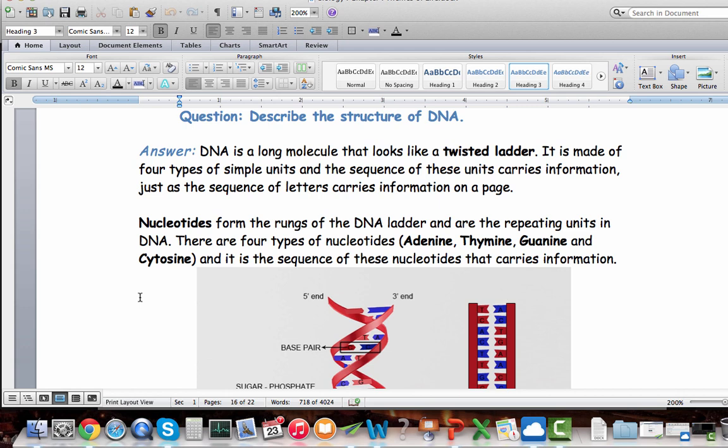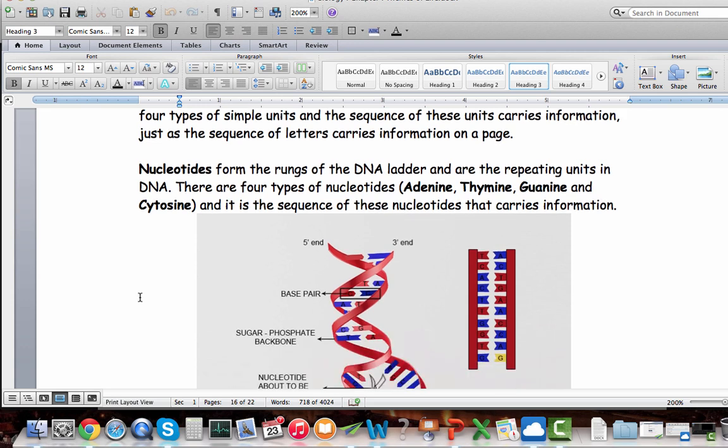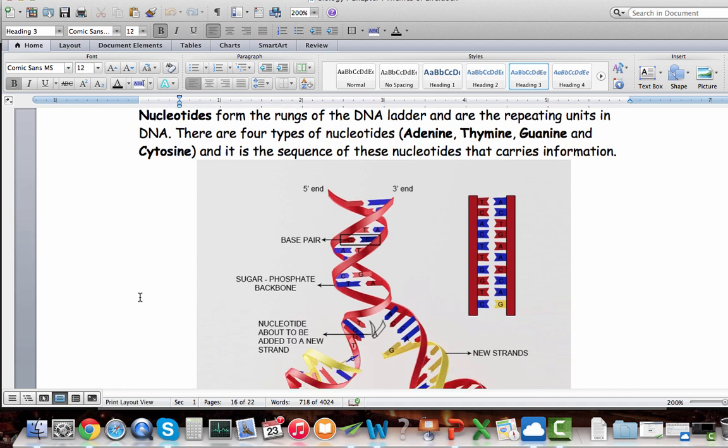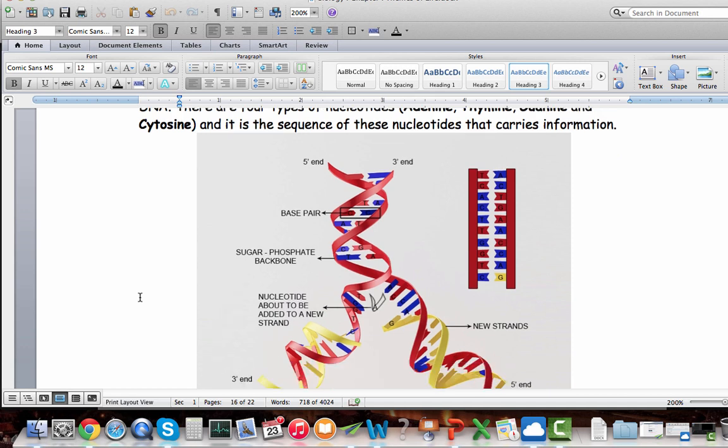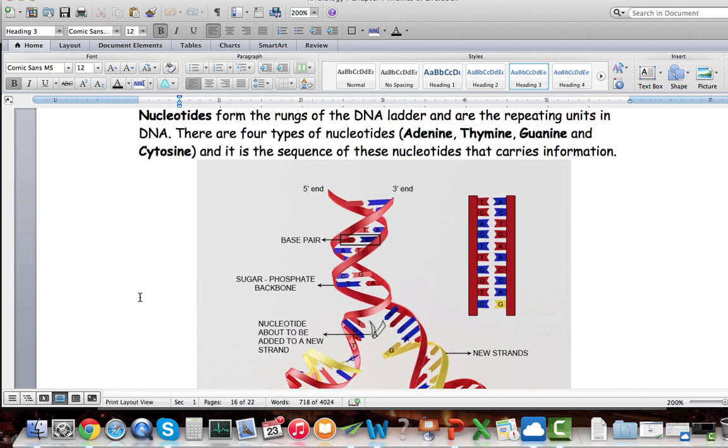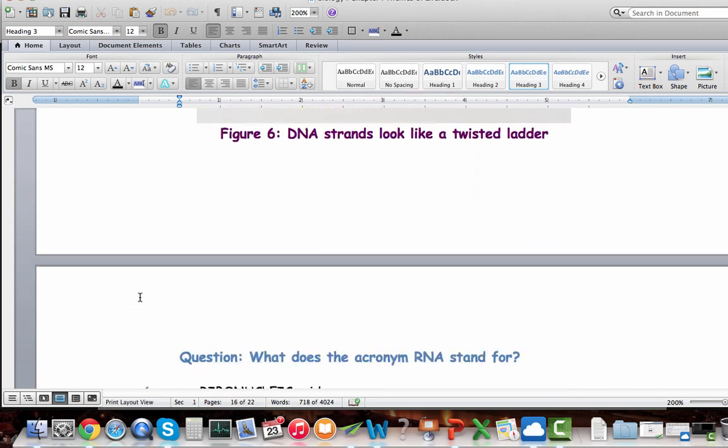Question: describe the structure of DNA. Answer: DNA is a long molecule that looks like a twisted ladder. It is made of 4 types of simple units, and the sequence of these units carries information, just as the sequence of letters carries information on a page. Nucleotides form the rungs of the DNA ladder and are the repeating units in DNA. There are 4 types of nucleotides: adenine, thymine, guanine, and cytosine, and it is the sequence of these nucleotides that carries information.